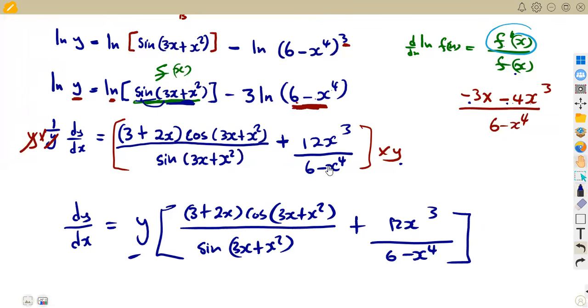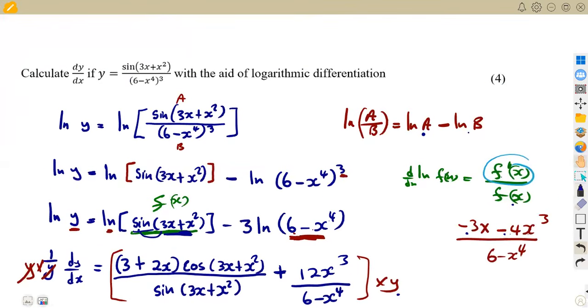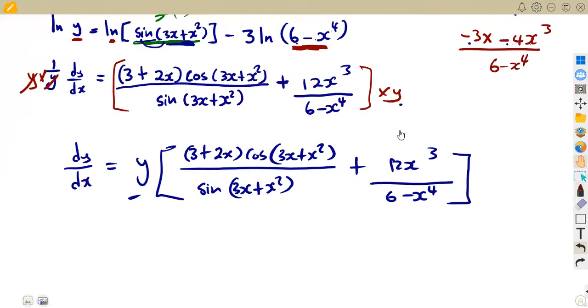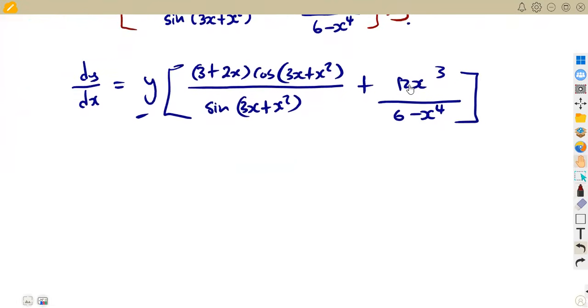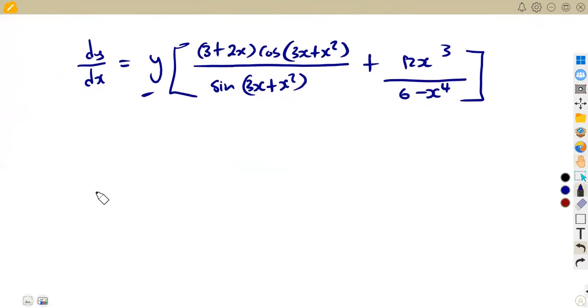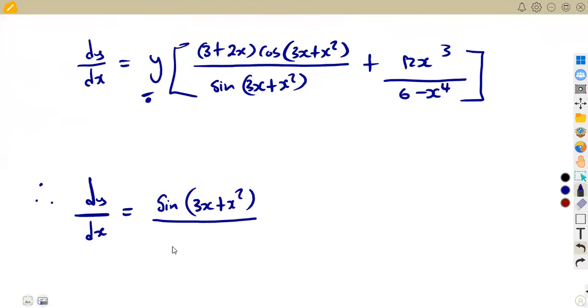So we are going back where we have our y. In this case, we have to substitute back the y that we are given here. So this is the one that we are going to substitute. Where there is a y here, we substitute on our final answer. So therefore, our derivative of y with respect to x is going to be the whole part of y there, which was given as the sine of 3x plus x squared, everything over 6 minus x to the exponent of 4, to the exponent of 3.